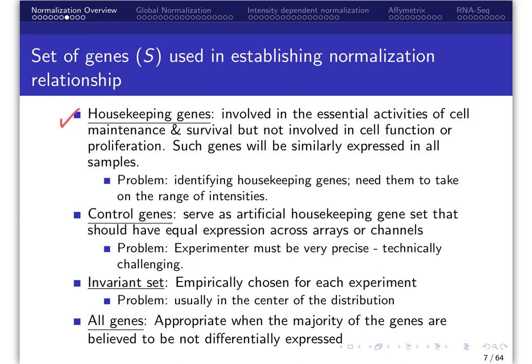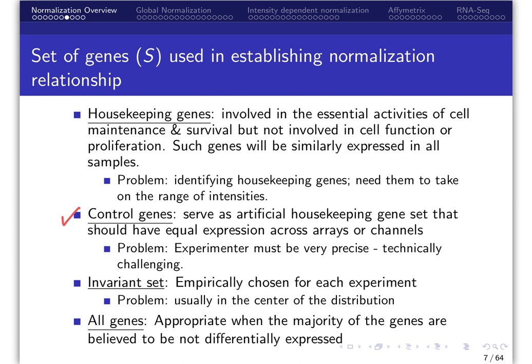With respect to housekeeping genes, those are genes involved in the essential activities of cell maintenance and survival, but not involved in cell function or proliferation. Such genes will be similarly expressed in all samples. One problem in using housekeeping genes is that because they are ubiquitously expressed, they tend to be expressed at high levels. So identifying housekeeping genes that take on the full range of intensities for establishing a normalization relation for all genes on the array is challenging.